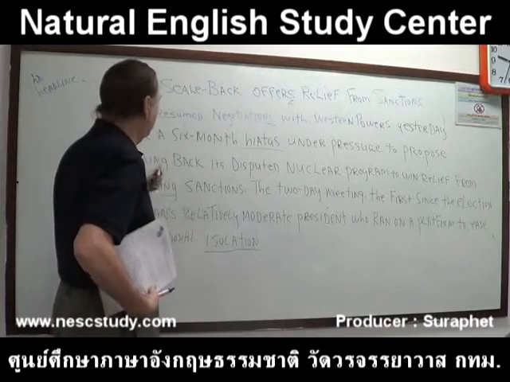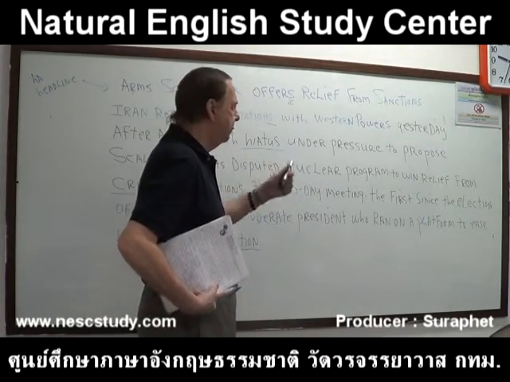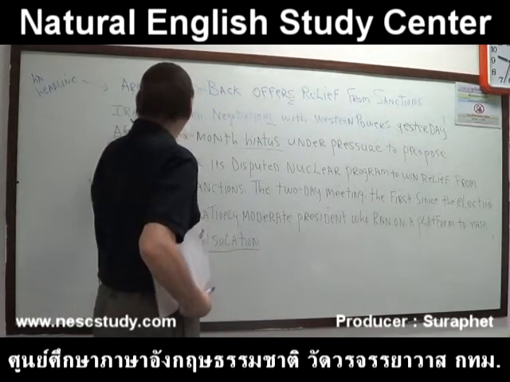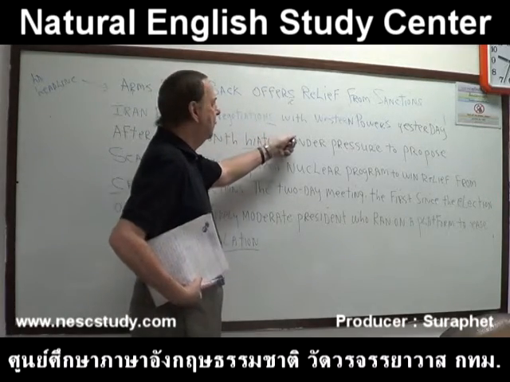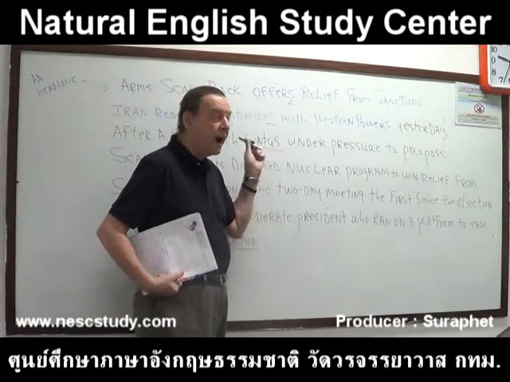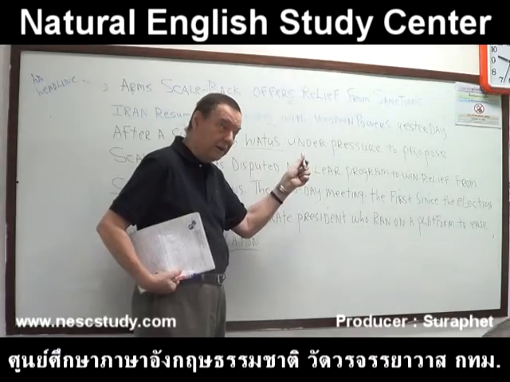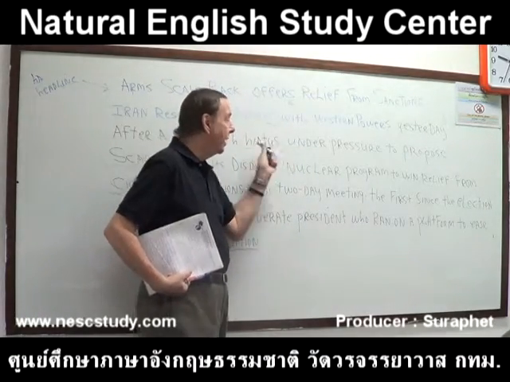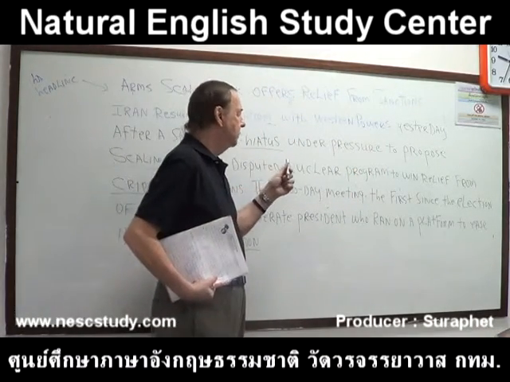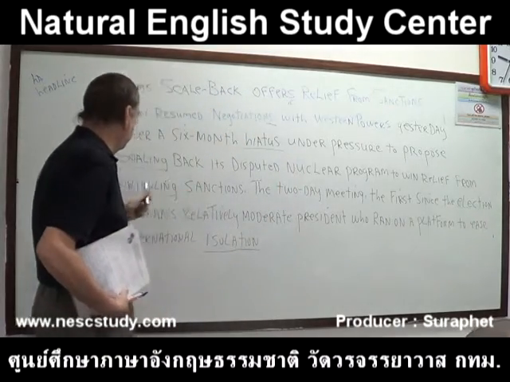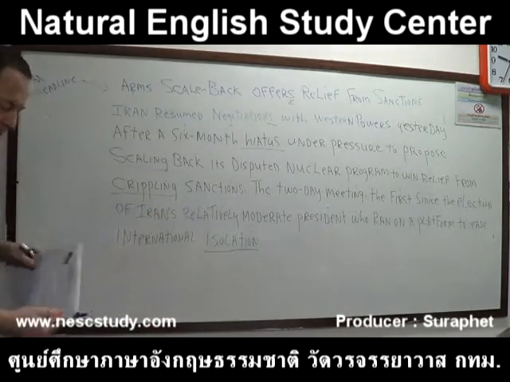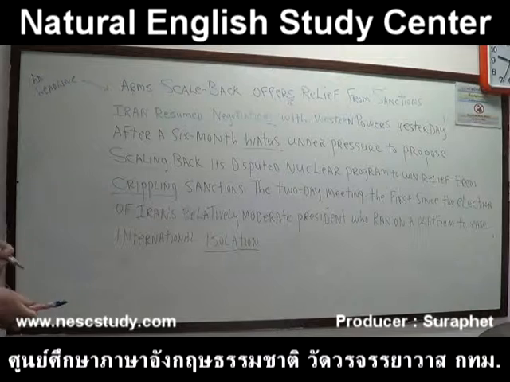Crippling sanctions, scaling back, hiatus, ran on a platform to ease international isolation. Iran resumed negotiations with Western powers yesterday after a six-month hiatus. Under pressure to propose scaling back its disputed nuclear program to win relief from crippling sanctions. Go ahead. Iran scales back, offers relief from sanctions.